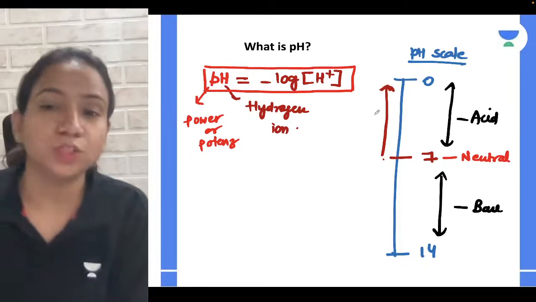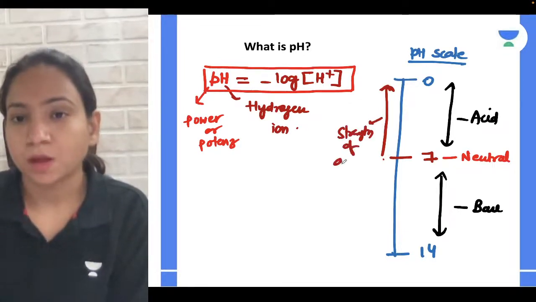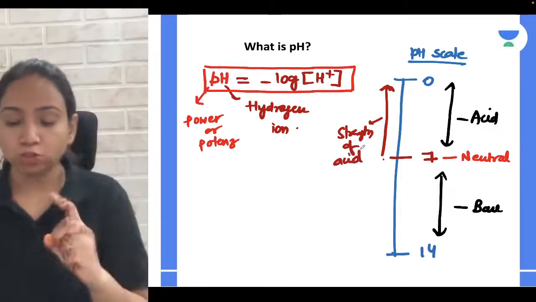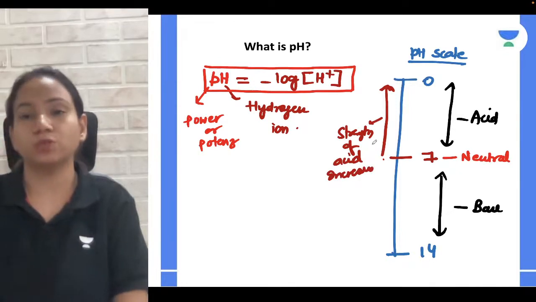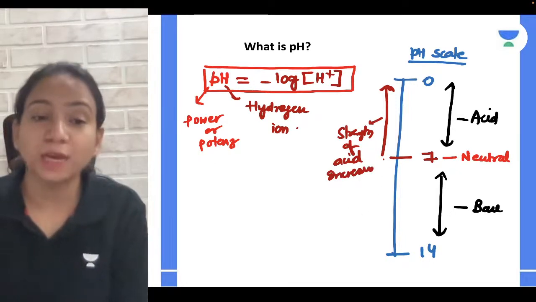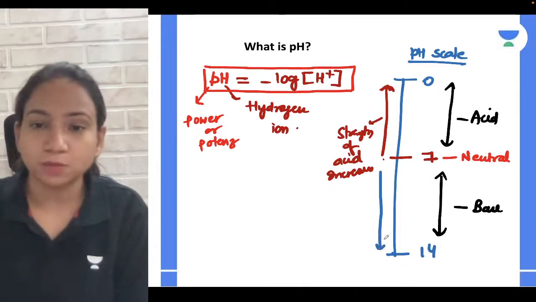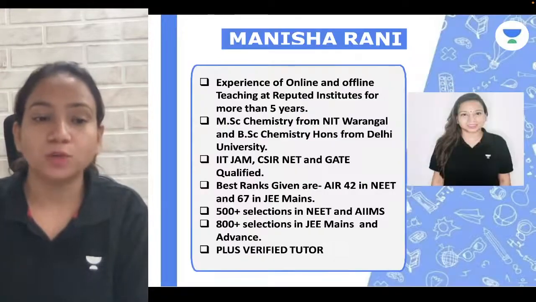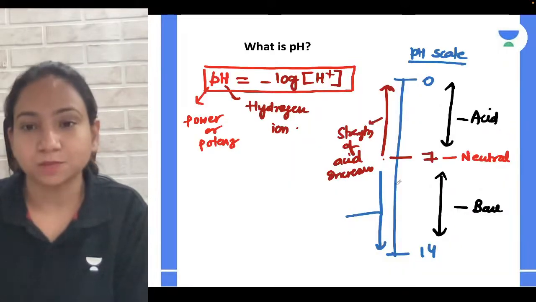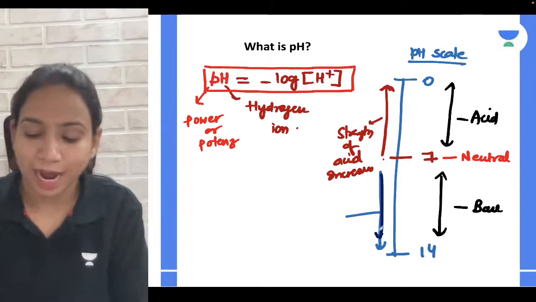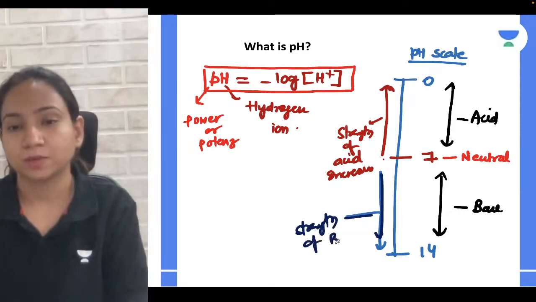And remember that, guys, as you go towards the upper side of the scale, as you go from 7 to 0, the strength of acid increases. It means if they have given you two solutions, the strength of acid increases from 7 to 0 like that. While the strength of base, how does it vary, guys, if you go down the scale? Yes guys, the strength of base varies as you go down the scale. So the strength of base increases.